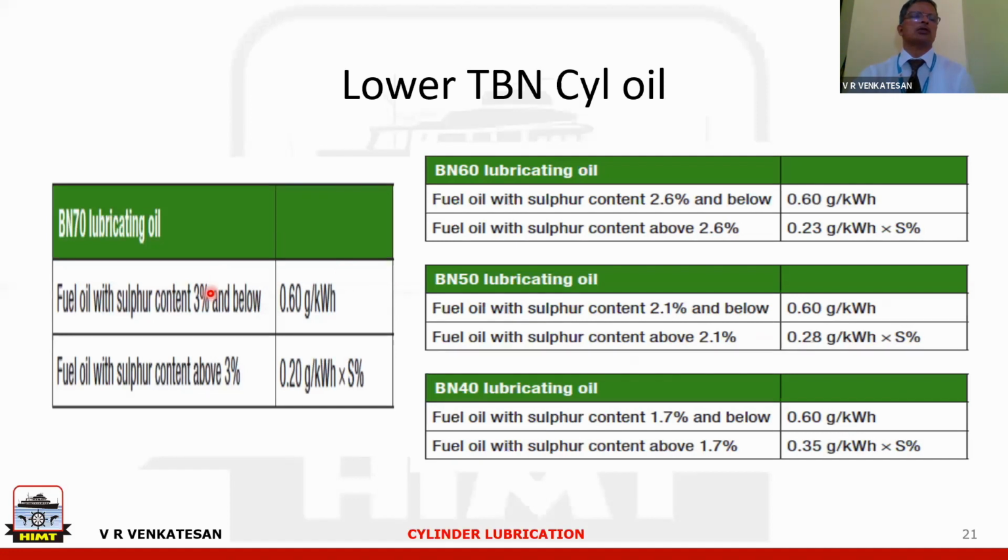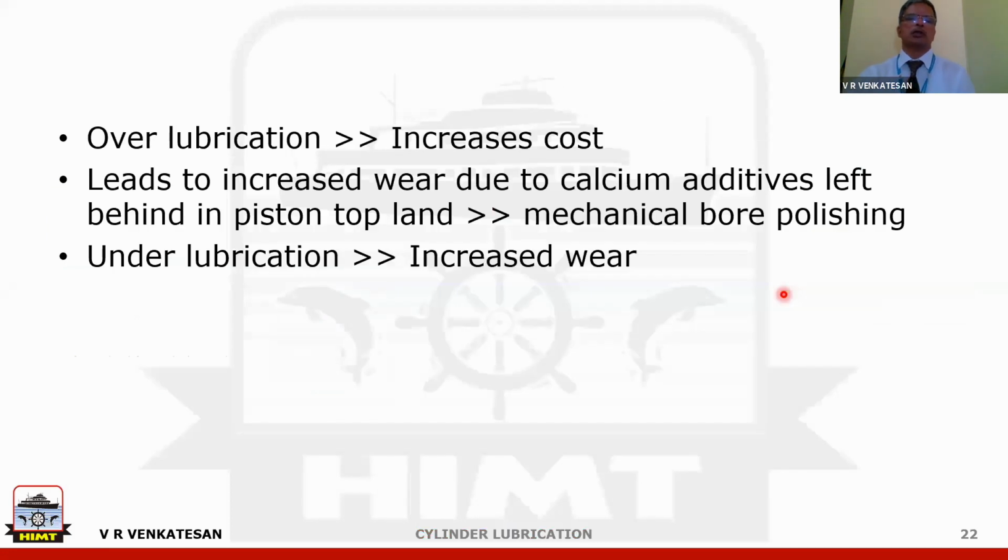All those. So similarly, you can see for 70 TBN lubricating oil, 60 TBN lubricating oil, for all these, these are the figures given. So the main advantage is electronic control gives very high flexibility. But flexibility also means mistakes are possible. If you don't lubricate correctly, you can have severe wear even now.